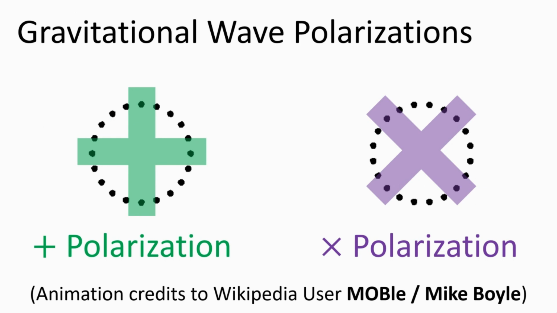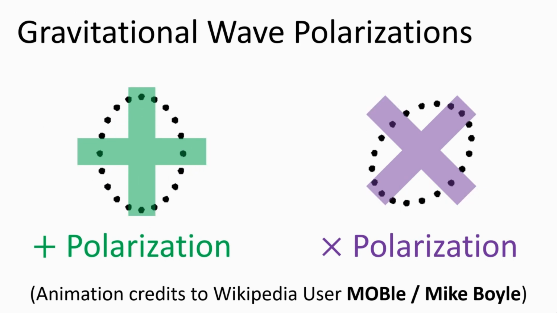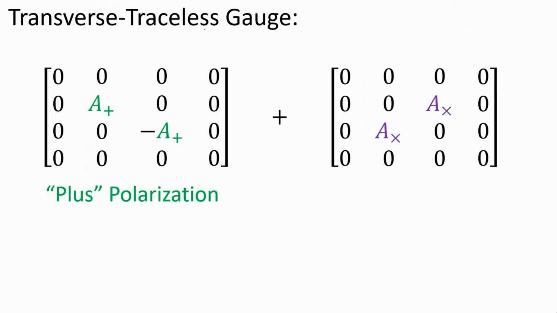Gravitational waves have two polarizations, plus polarization and cross polarization, as you can see. So don't bother about the plus and cross marks and all those things. They are just matrices like this. Plus polarization corresponds to this particular matrix and cross polarization corresponds to this particular matrix. As you can see, the traces of those matrices are zero. That's why it is called the transverse traceless gauge.